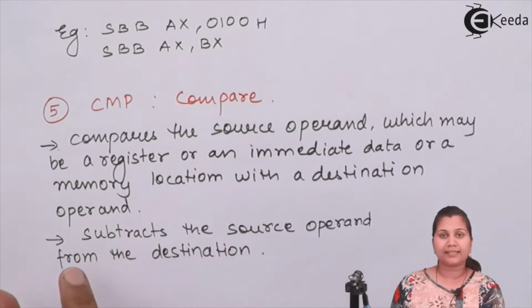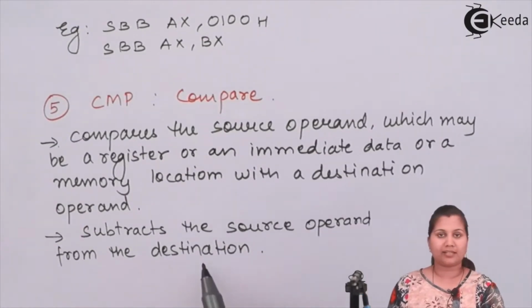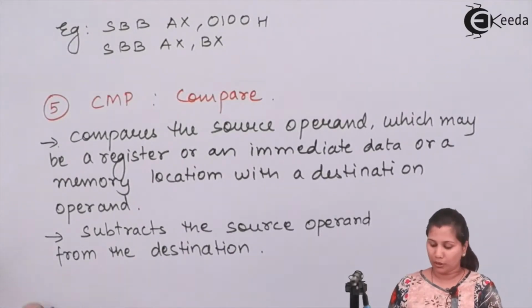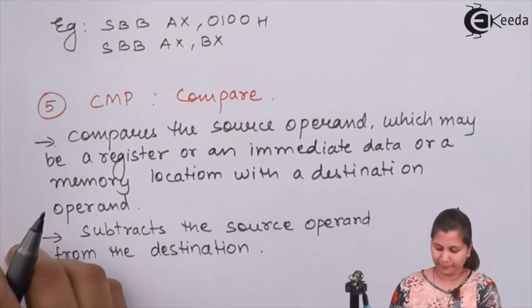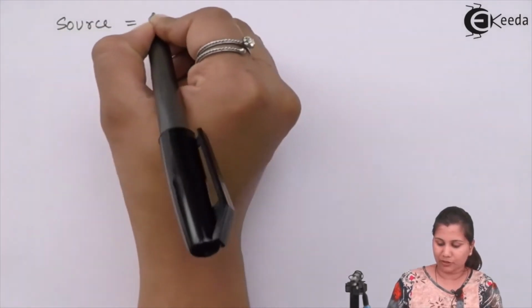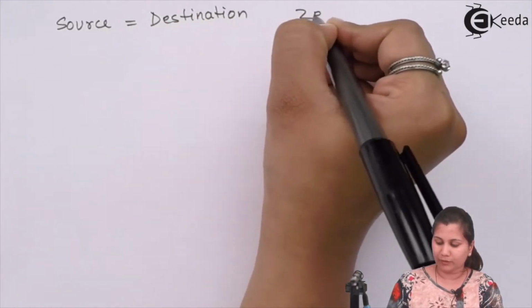So this comparison is done by subtracting the source operand from the destination, and the result of this subtraction is not stored anywhere, just the flags are checked. Suppose the source and the destination are equal to each other, so when they are subtracted, the zero flag will be set, because the result of the subtraction will be zero. So if both source and destination are equal, then zero flag is set.